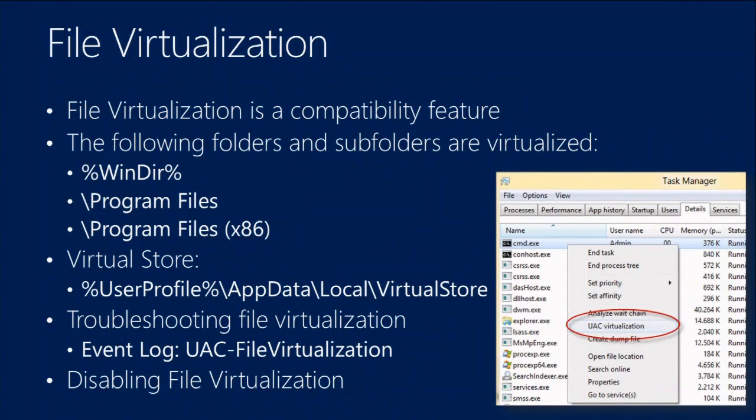And it's called UAC virtualization. You can disable it from group policy. Actually, the last option that was there in this list in group policy says disable file and registry virtualization. So you can disable it from there.